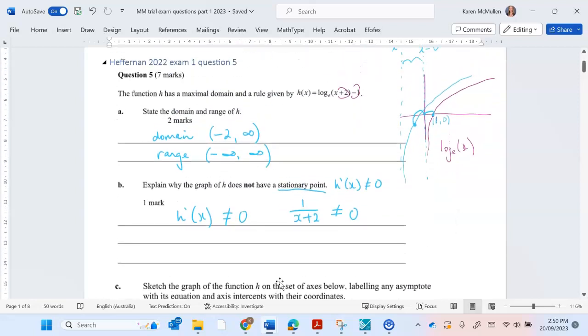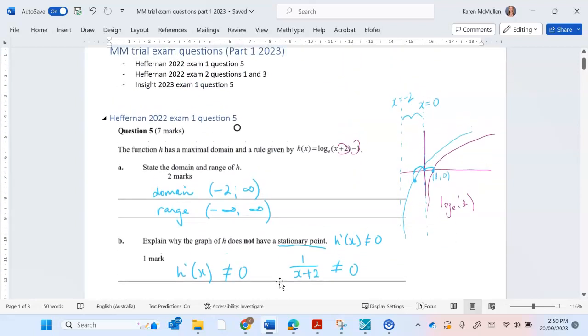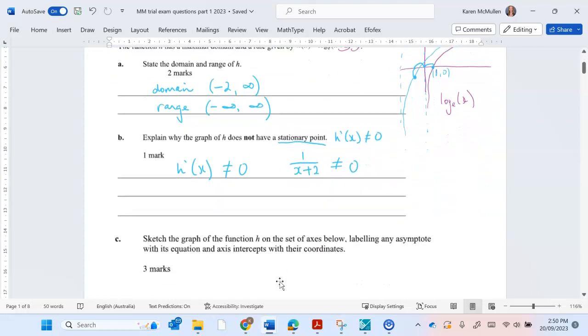All right, do not say, or you could probably say that the graph continues to increase, but I think the reference to the derivative is probably the important part. So your derivative cannot equal 0.